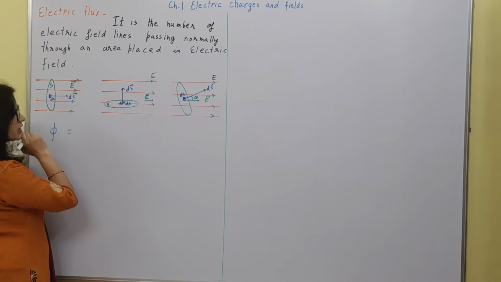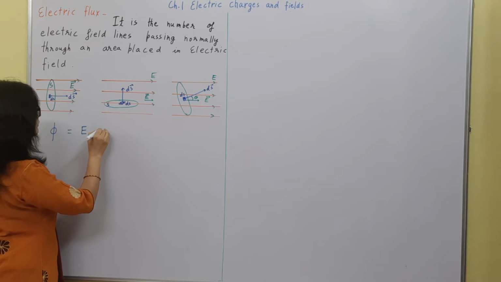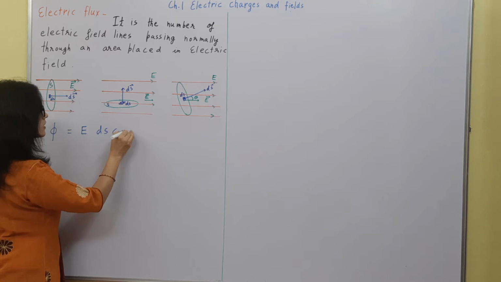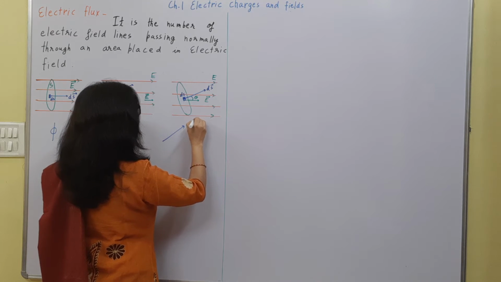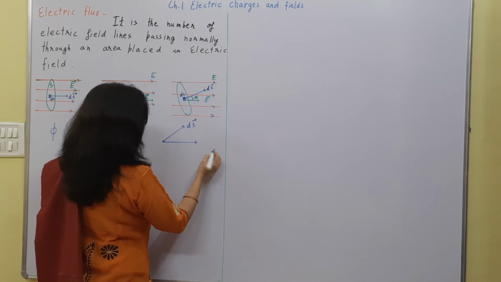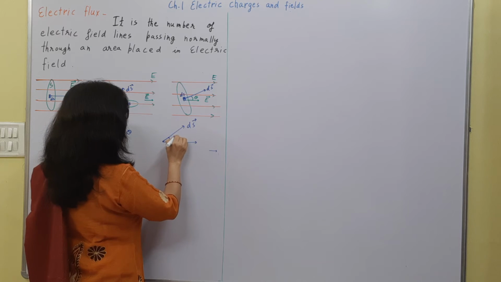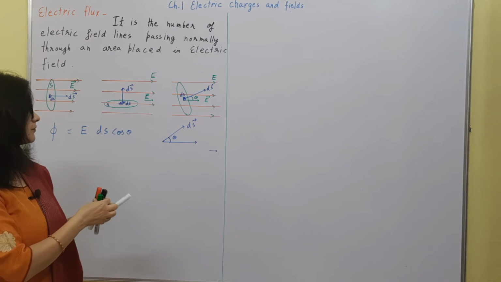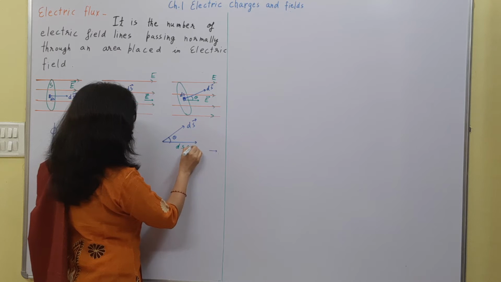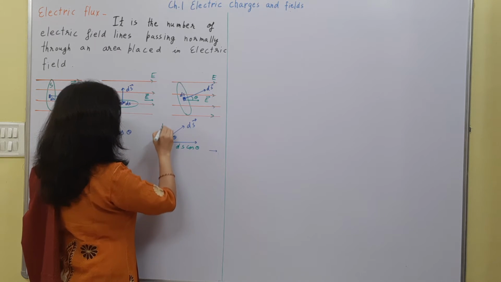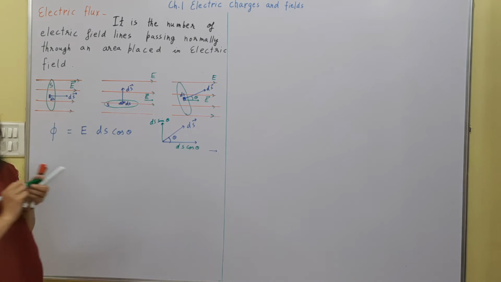So I can write it like this also, E ds cos theta. Why so? Because if I am having this ds vector, and this is the direction, which we know is also the direction of the electric field, but here what I want to find is the component of this surface area along this direction. So this will be ds cos theta and this will be ds sin theta.